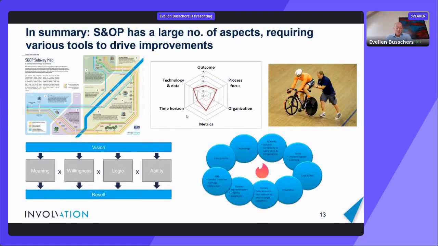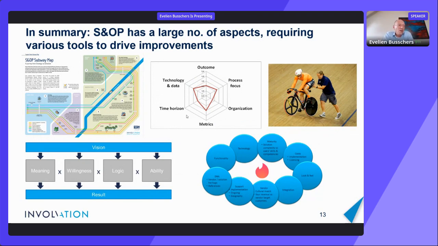So in summary, if you look at S&OP, and there's nothing new, S&OP has a huge number of aspects. In essence, it's a very straightforward process. It's sort of common sense, really, to balance demand and supply. And if you take it more advanced, we also involve other functions and take it to an end-to-end process.